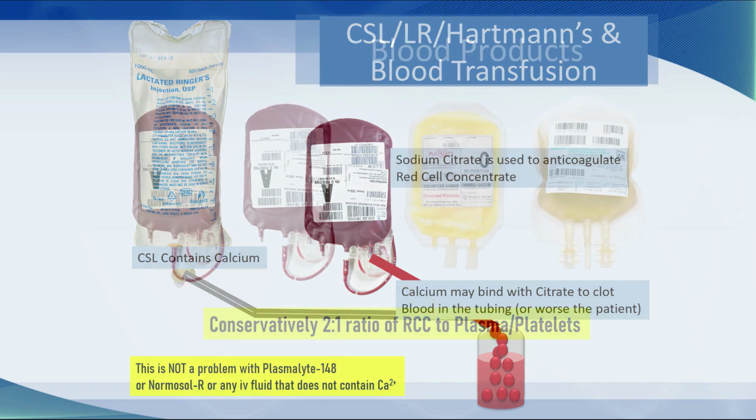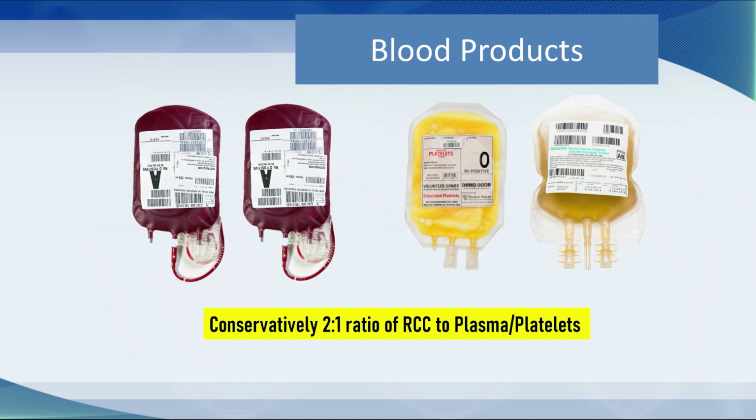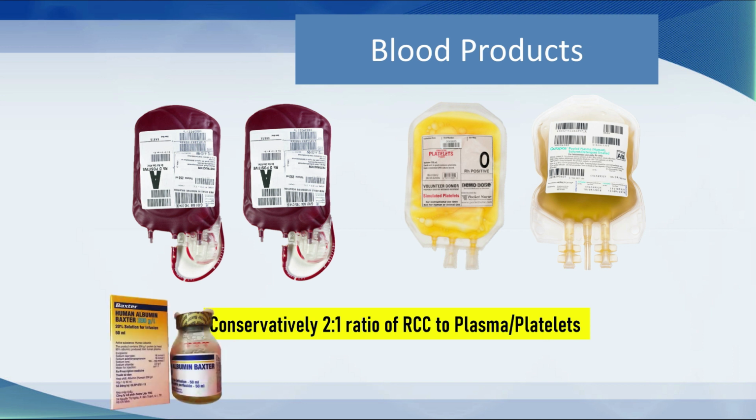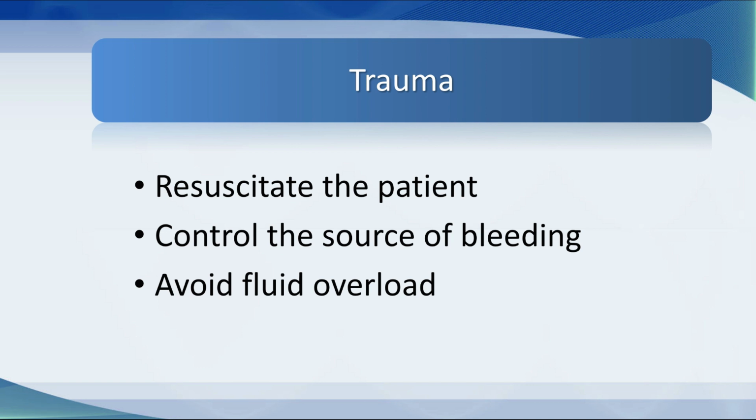What ratio should you be giving these blood products? Well, conservatively, 2 units of red cells for every unit of plasma, and platelets, remembering the platelets is 6 units in 1. Now, you may end up having to use other stuff like albumin, although there's plenty of albumin in the plasma, and you may also need to use some other blood factors such as fibrinogen. You might want to go to a 1:1 ratio for someone who's bleeding extensively. But the key thing in trauma is to resuscitate the patient, control the source of bleeding, and avoid fluid overload. And later in the course, I'll look at some of the complications of fluid overload in trauma specifically, one of which is abdominal compartment syndrome.